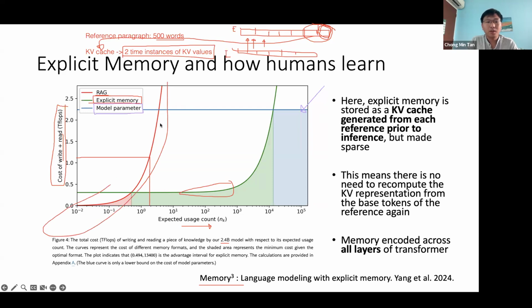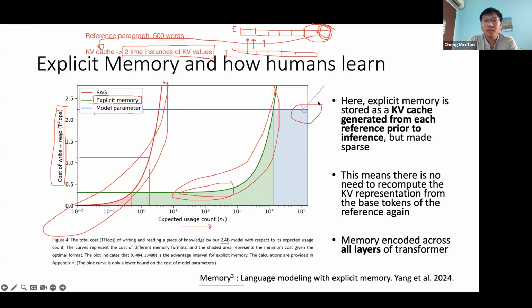RAG: very fast to change, very high cost if you keep using it. KV cache or explicit memory: a little slower to change because you still need to learn the embeddings, but much lower cost than using RAG. Especially if you use it more, you should use this. And finally, if you just use the model itself, the weights and biases of the LLM, you incur linear costs, because there's no external reference needed, right?